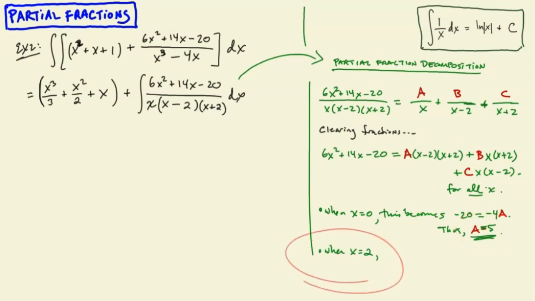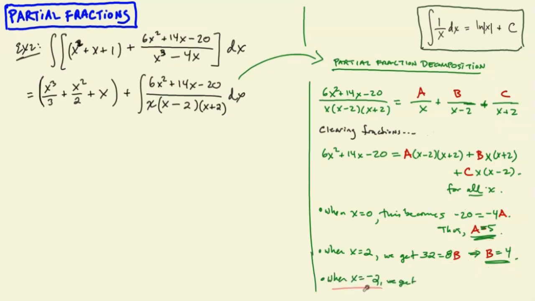Good. When x equals 2, another wise choice, because it will make two of the terms on the right vanish, we get 32 on the left, and on the right side the outer terms vanish, and all that's left is the inner one, so we get 2 times 4, which is 8B, so B must be 4. And finally, when x is minus 2, we make that choice to kill the first and second terms. The left side becomes minus 24, while the right side has only one surviving term, so we get minus 2 times minus 4, that is 8C, so C is minus 3.